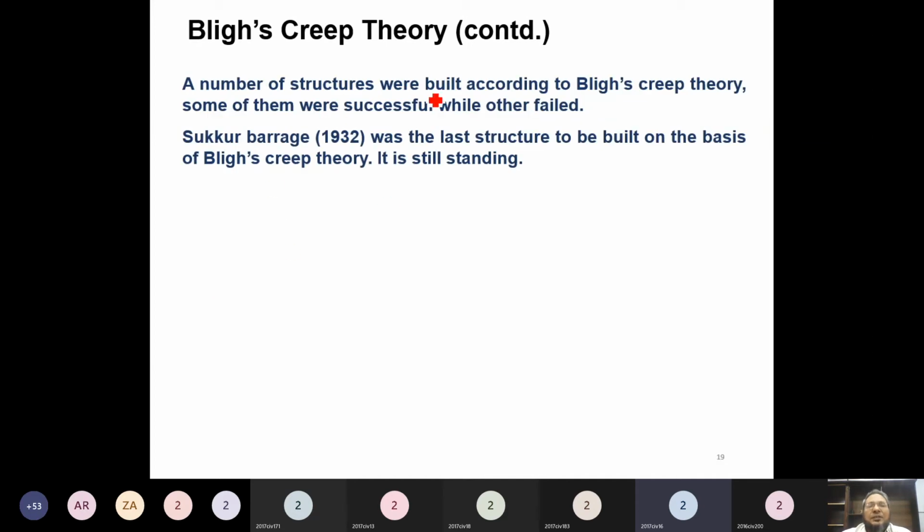Now a number of structures were built according to Bligh's theory. Some of them were successful and others failed. Sakhar Barrage was constructed in 1932 using Bligh's theory. And luckily, this structure is still standing. Okay.